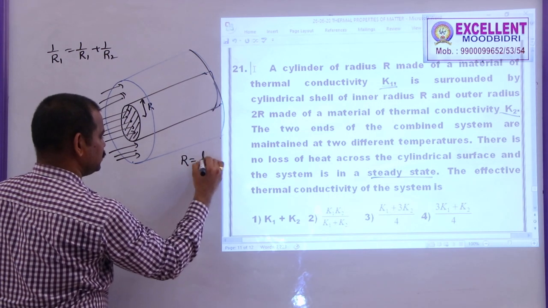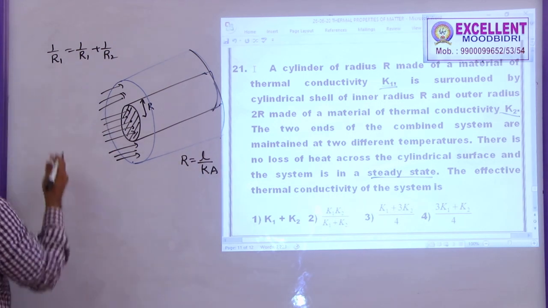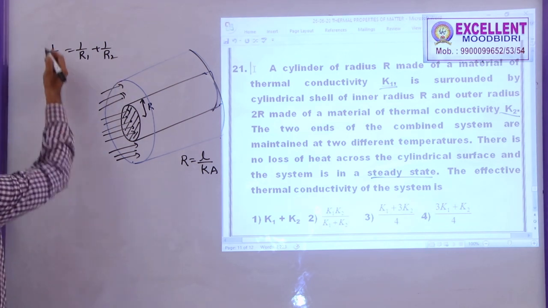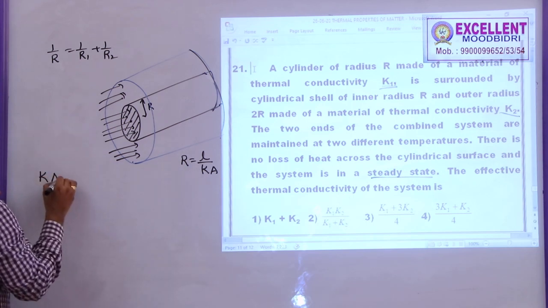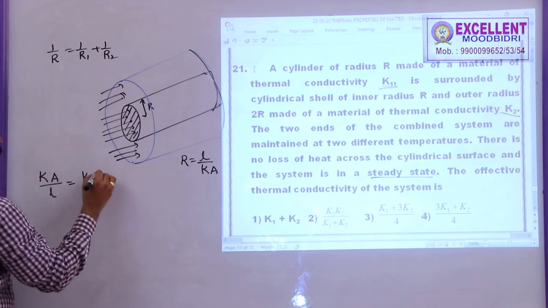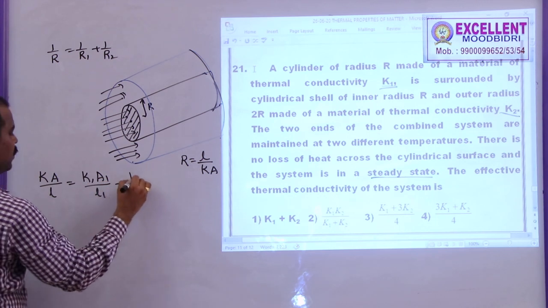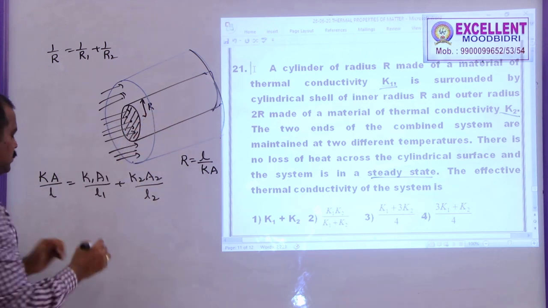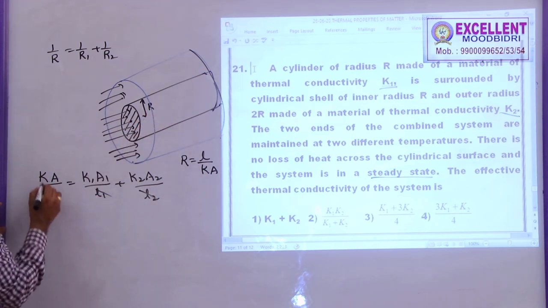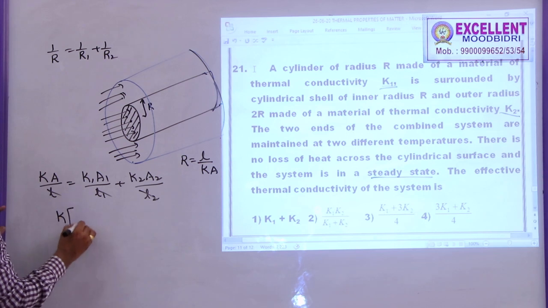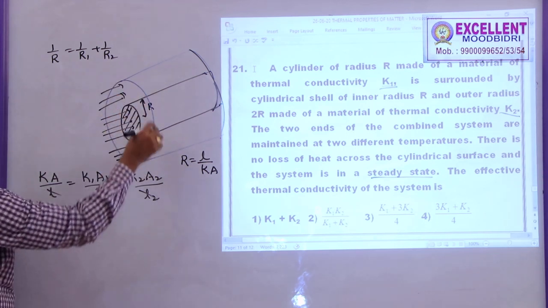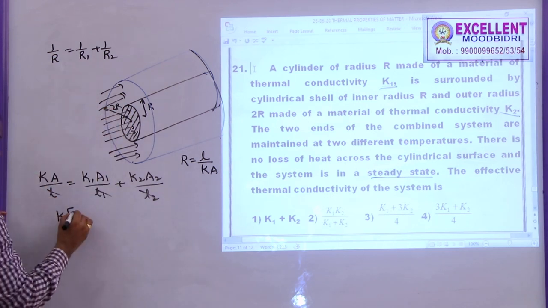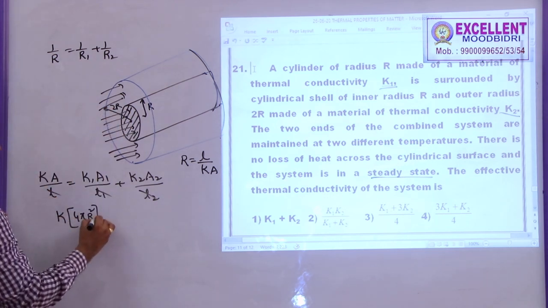So we know that resistance of this one is L by KA. So how do you connect this one? 1 by R is equal to 1 by R1 plus 1 by R2. So 1 by R can be written as KA by L is equal to K1 A1 by L1 plus K2 A2 by L2. In this system, as the lengths are the same, I am going to cancel this one. The effective thermal conductivity of this combination is K. The total area of this one, if the radius of this one is 2R, is pi into 2R whole square, that is 4 pi R square.